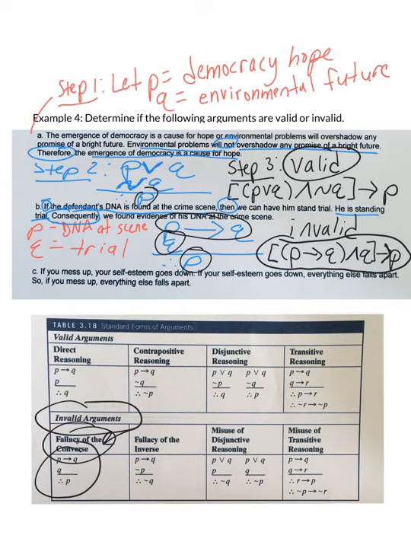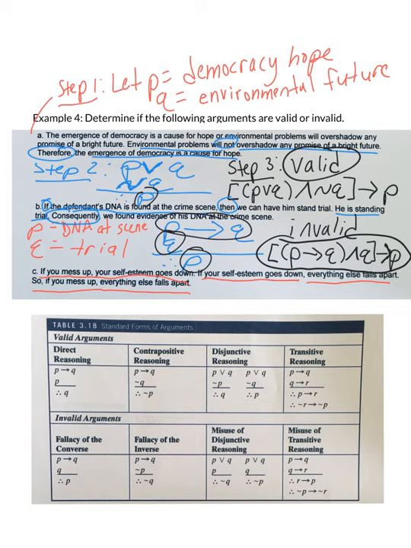And finally, one last one. And the last question part is C. If you mess up, your self-esteem goes down. If your self-esteem goes down, everything else falls apart. So if you mess up, everything else falls apart. Another depressing example from my math lab, but let's just go with it. So it's the same 3 steps.